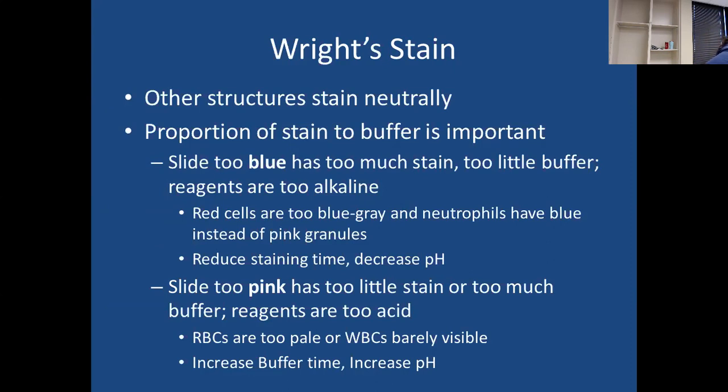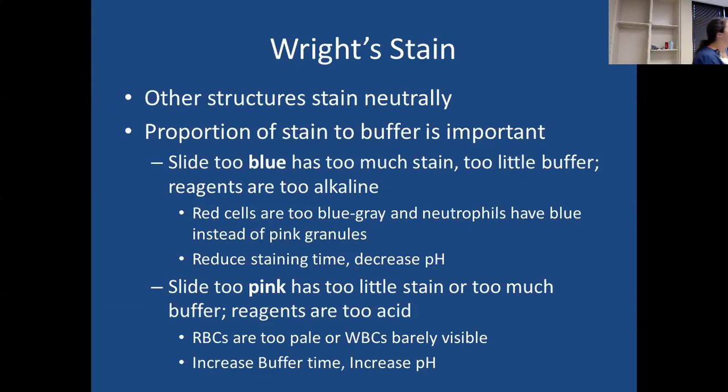So troubleshooting ideas: you could decrease your staining time, you could increase your buffering, or you could adjust your pH, all right? Methylene blue is very basic, so you could decrease your pH. And if your slide is too pink, so maybe your red cells appear too gray or very pale, and in your white cells you hardly can tell any cytoplasm characteristics, then you might not have enough stain, so you want to increase your staining time. You might want to increase your buffer, or you could increase your pH.